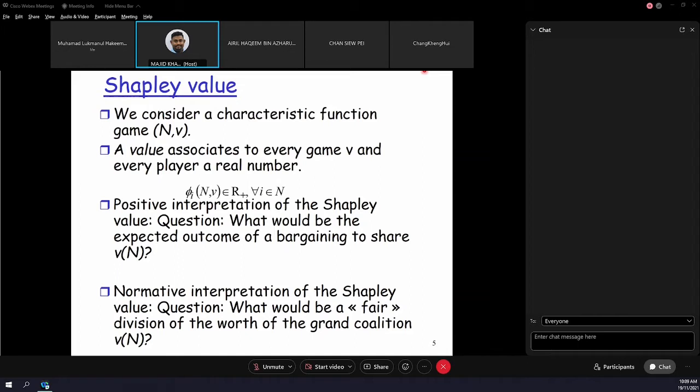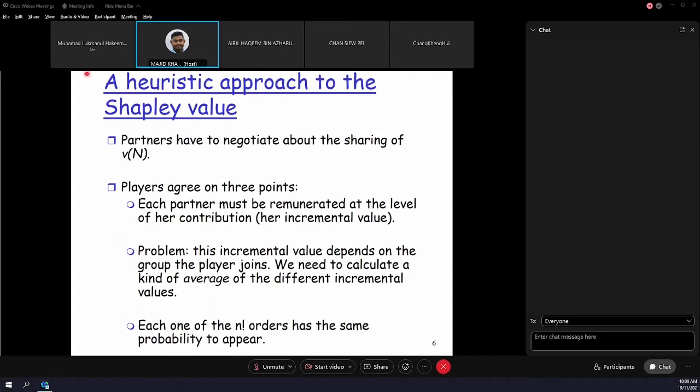Normative interpretation of the Shapley value. Here we do not call it an average value or average expected payoff. What we call it after this in Shapley is always the fair value: a fair division of the worth of the grand coalition. When you are talking about Shapley, it is actually a heuristic approach. You know what a heuristic approach is? It is an advanced approach to solve a game.